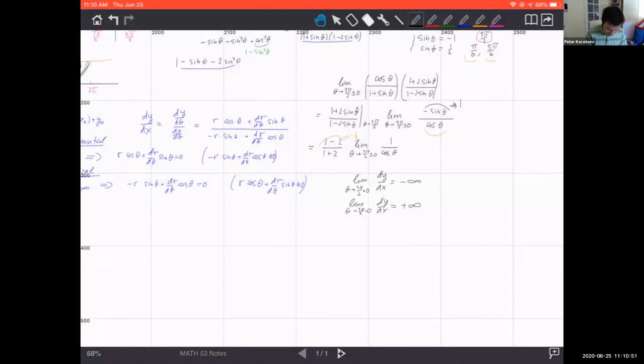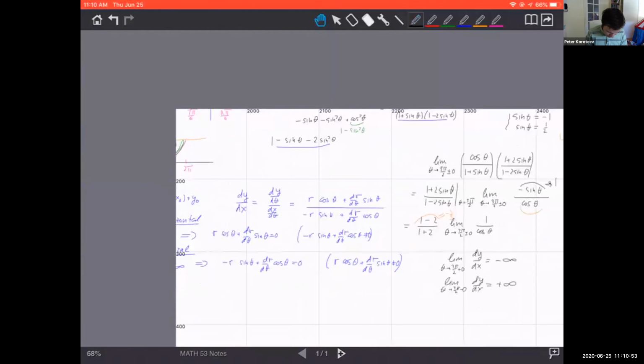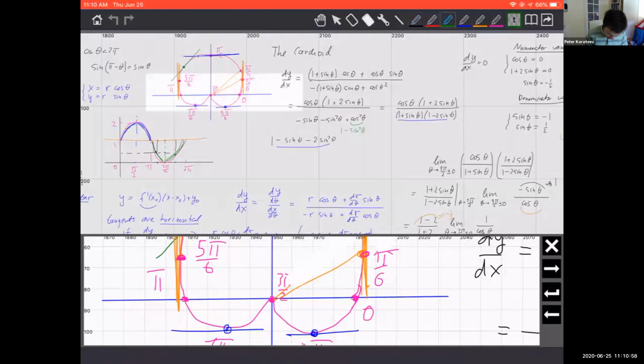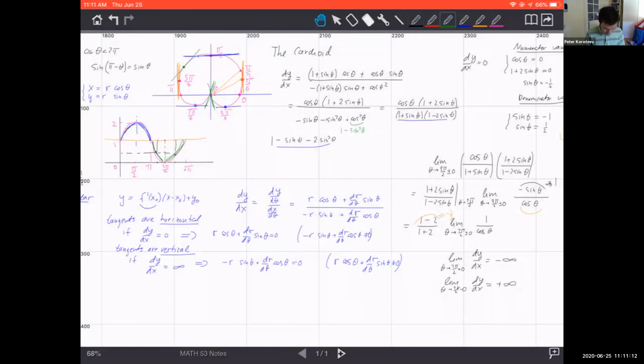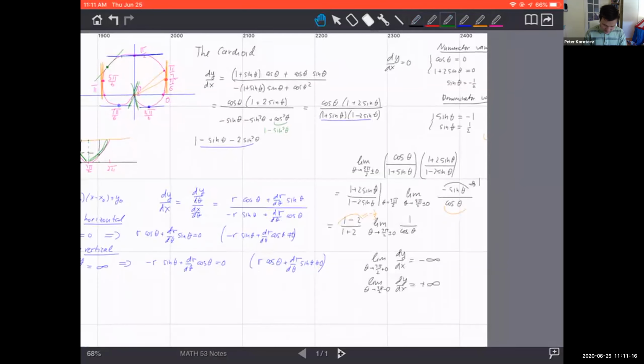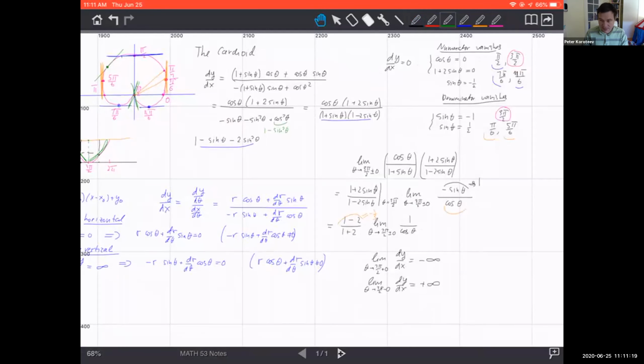And indeed, we can confirm it with our plot. When we approach 3 pi over 2 from the left, the derivative goes to plus infinity. When we approach from the right, the derivative becomes minus infinity. Okay, good. That's it. That's the full analysis with the derivatives.